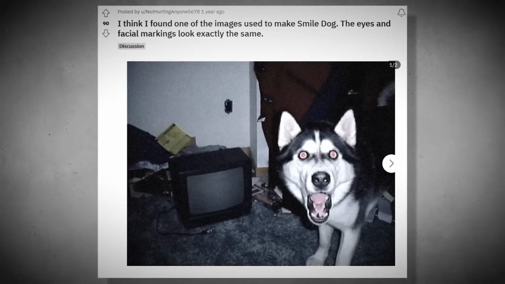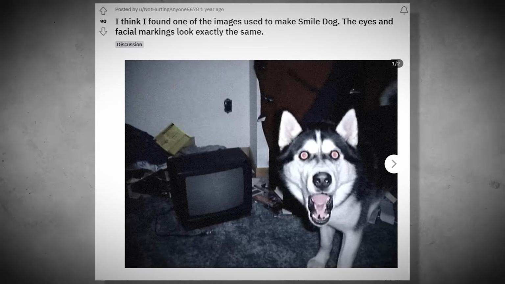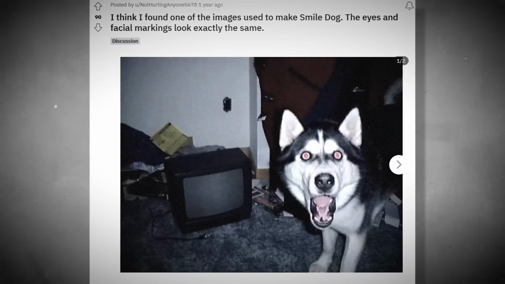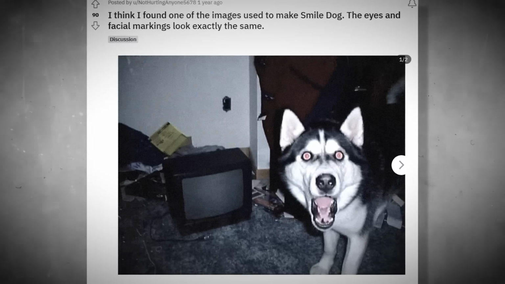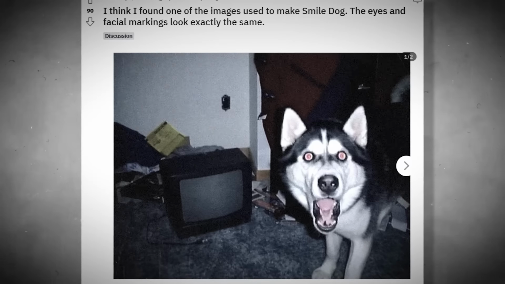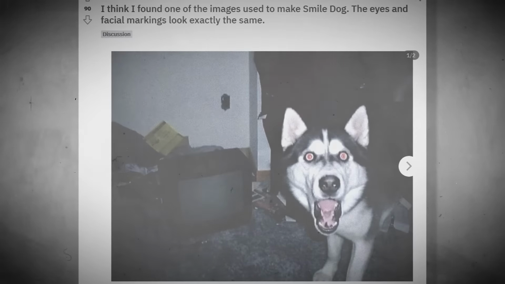Reddit user Not Hurting Anymore 5678 wrote a post titled, "I think I found one of the images used to make Smile Dog," with a picture of a husky. The facial features and eyes are identical when comparing the 2 pictures. I have to say, it is startlingly similar to the Smile Dog picture. The only problem is that the dog in the image is obviously not in front of a red curtain.